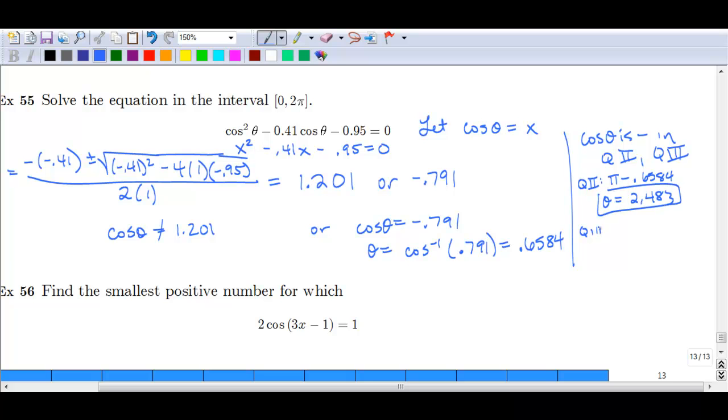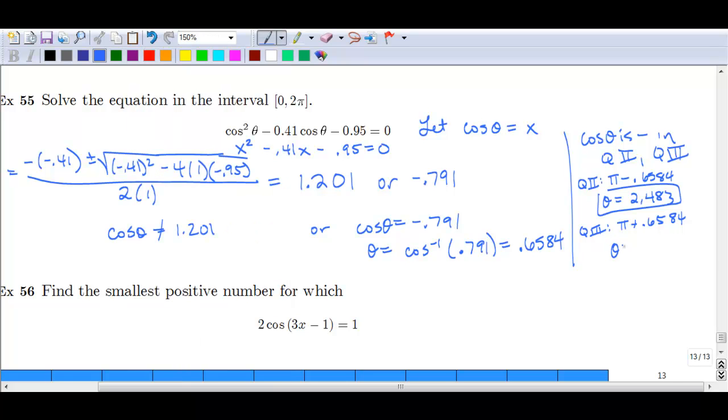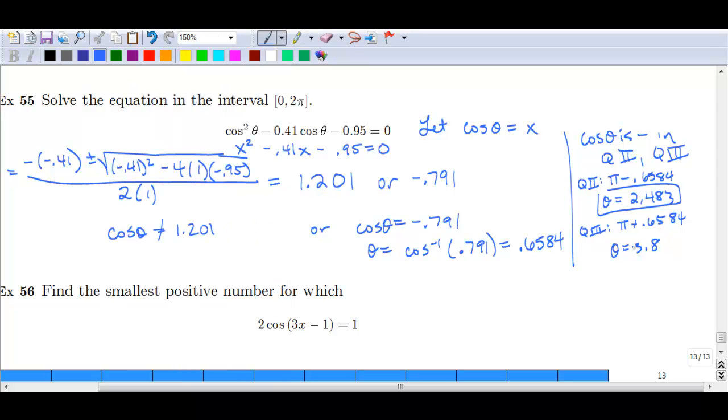If we go to quadrant 3, we get pi plus 0.6584. We're going to have to put this one in manually, pi plus 0.6584. And we get about 3.8. Again, you got that 0.99999, so we're just going to round that up to 3.8 radians. So that's our second angle.